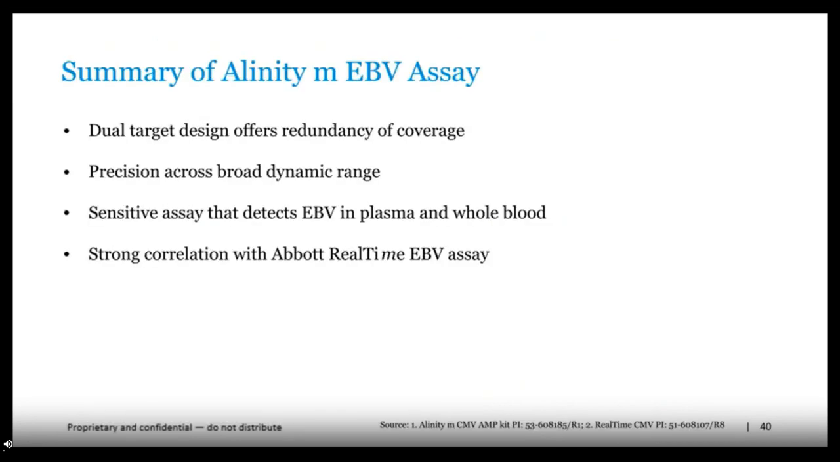So what can we say, in summary, for the Alinity M EBV assay? Dual target design offers redundancy of coverage, just like it did in the CMV assay, and prevents, or at least limits, the opportunity for genotype bias. It's precise across a broad dynamic range. It can be used to measure EBV in both plasma and whole blood. And there's a very good correlation between the Alinity M and the Abbott M2000 real-time PCR assay.